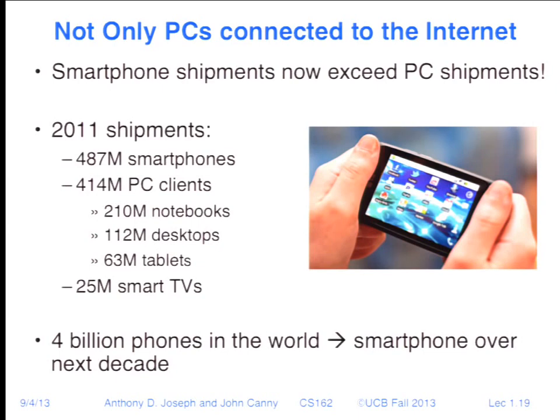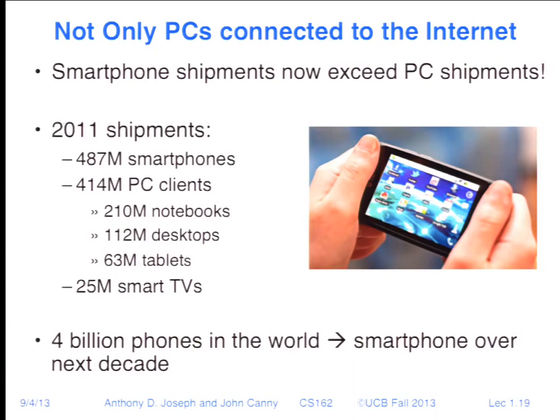Another, I think, kind of interesting number back in 2011, 25 million smart TVs. So again, thinking from a system standpoint, there's lots of security implications and lots of maintenance implications when you actually have an operating system running in a television set. Overall, 4 billion phones in the world, more than half of those are now smartphones. And the conversion from feature phones to smartphones is increasing rapidly.